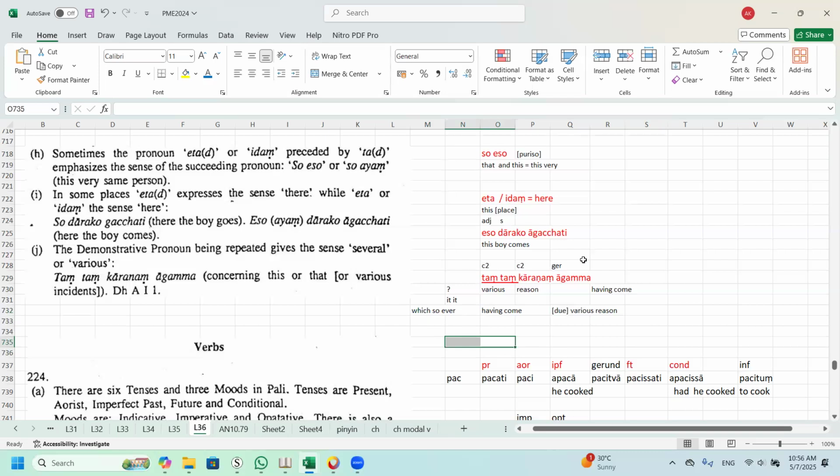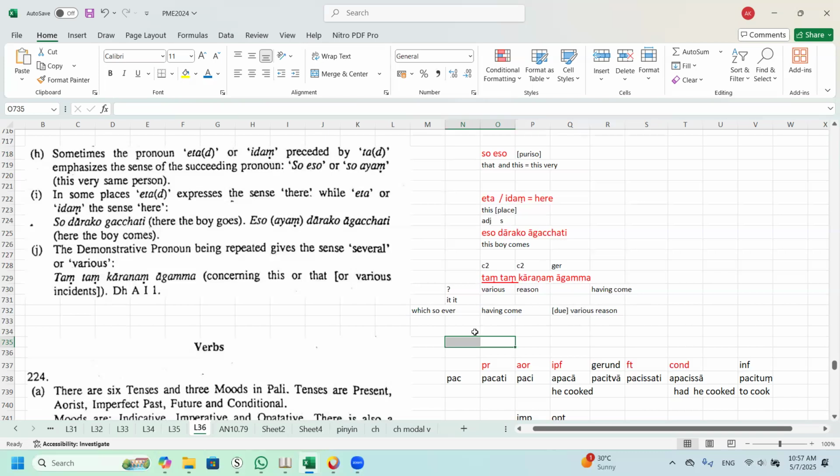Can you see this one? Having come. Can you see this karana? Karana is the reason. So the reason means what is the reason? In this case, you see both of them. This is the verb, having come. So in this case, I put various reason. Having come, due to. In this case, I put due to various reasons.